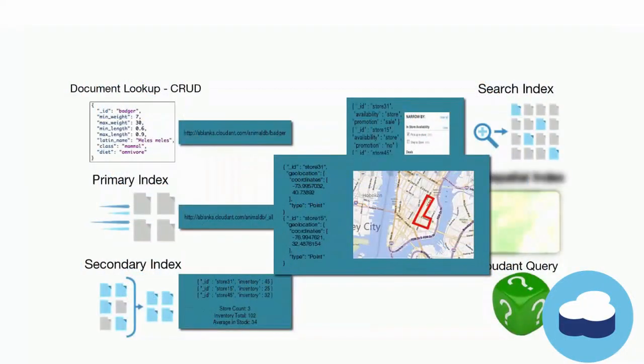Here are the primary usage of Cloudin. We can build the document lookup, direct basic CRUD operations, create, read, update, delete operations directly. We can build primary indexes, we can build secondary indexes, we can build search indexes, we can use cloud and query, and more. We will be learning each of them separately in separate lectures, and we will be going to perform practical operations, each on document lookup, primary index, secondary index, search index, and cloud and query.